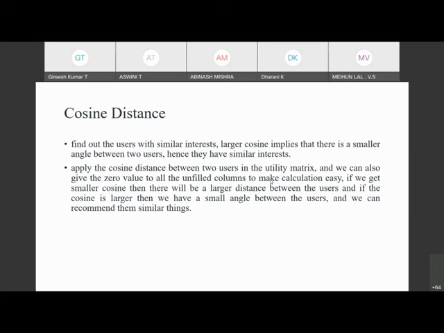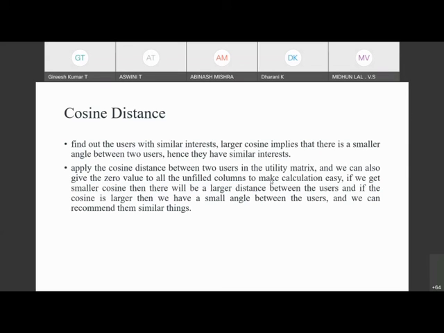Because cosine 0 and cosine 1, what is the value of cosine 0? What is the value of cosine 90? Cos 90, so you can think about that. Based on that you can think about which will be larger and which will be smaller, and based on that we can give a recommendation.